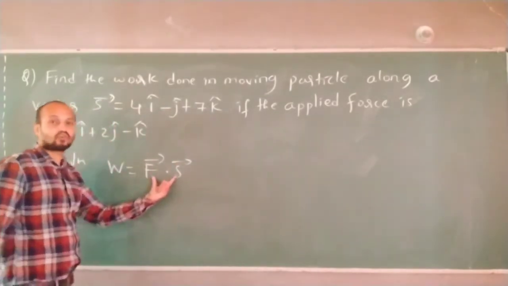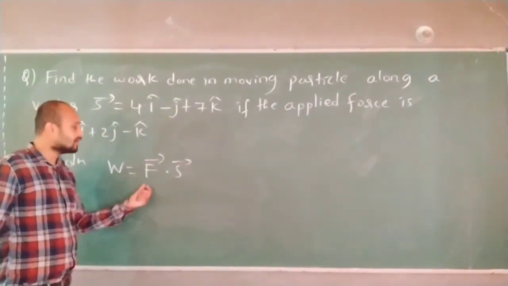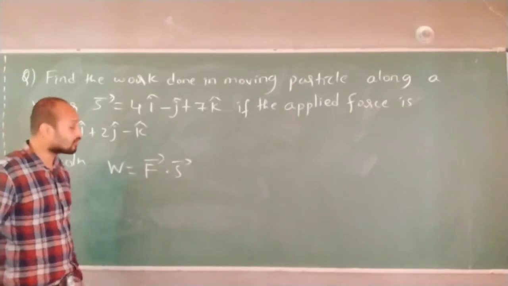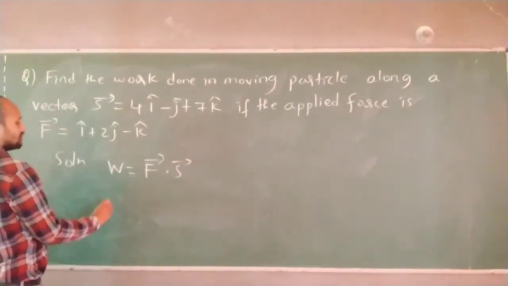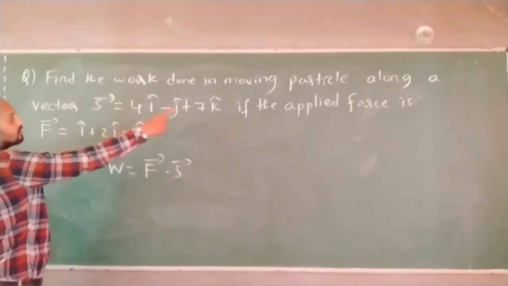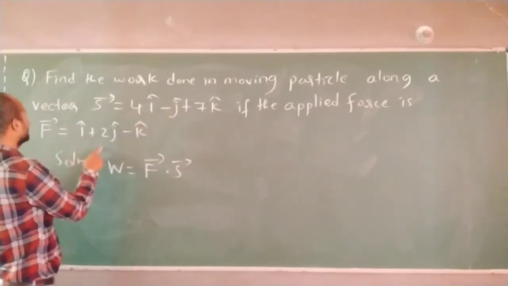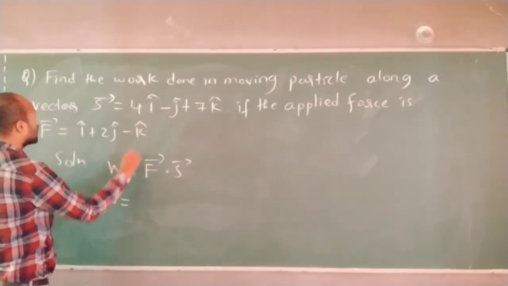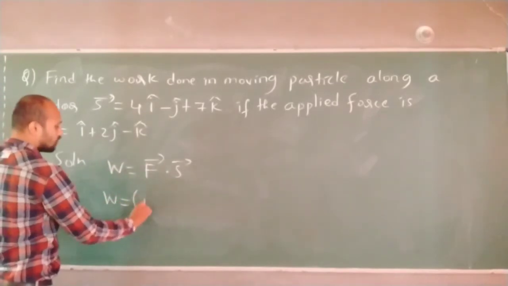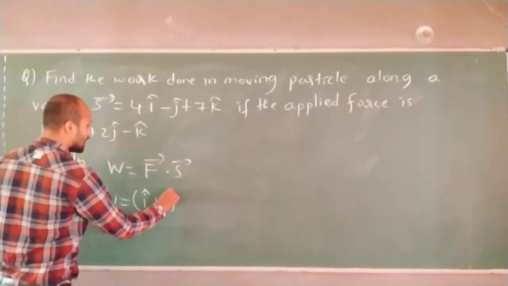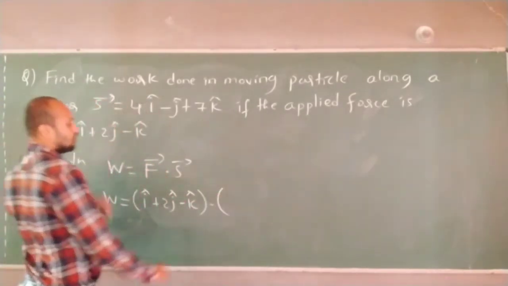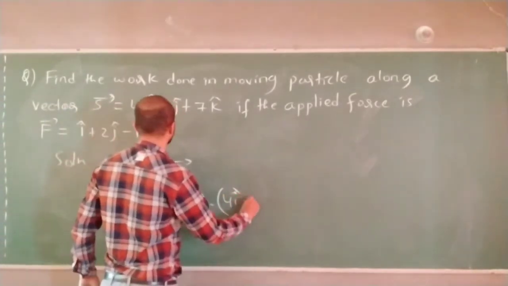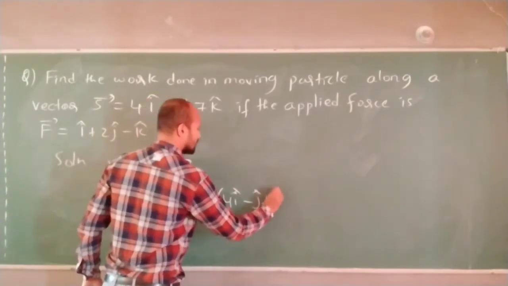The dot product of two vectors will give you a scalar quantity. So work is F dot S in vector form. So you will find work done. This is a displacement, this is a force. So work done is equal to how much? Force, which is i cap plus 2j cap minus k cap, dot 4i cap minus j cap plus 7k cap.